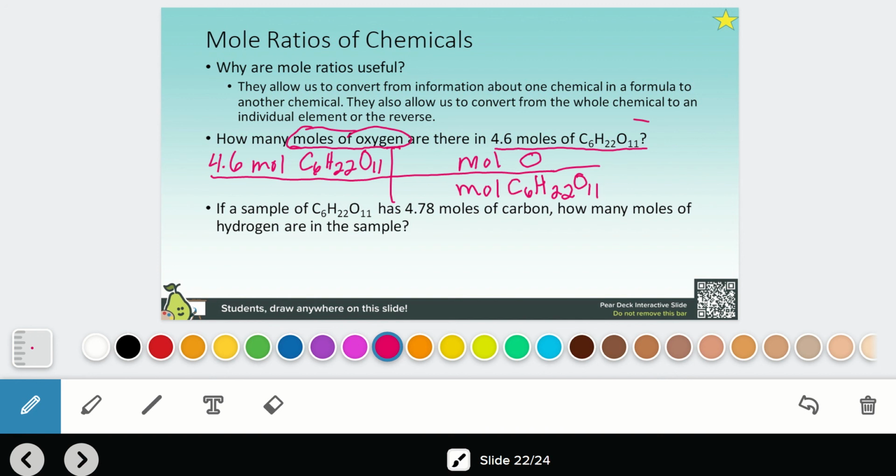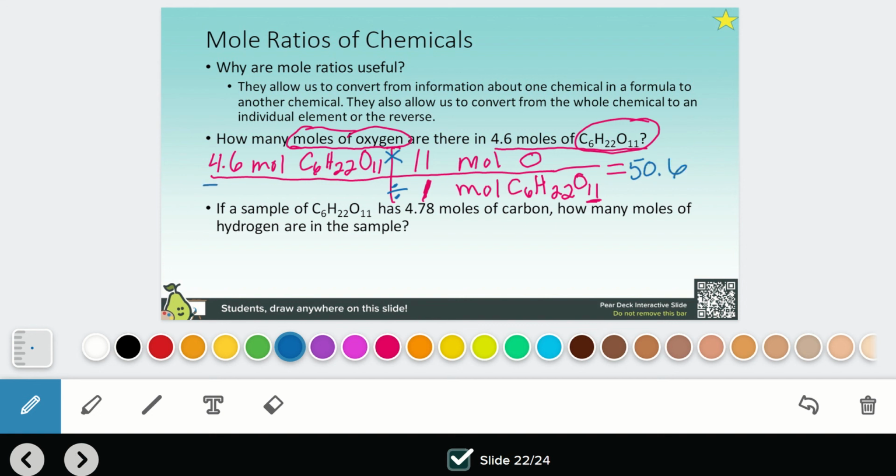Whenever you're looking at the entire chemical, if it gives you that entire chemical there, we're going to put the 1 there, right? We're breaking down from the entire chemical just to one element. So in 1 mole of that chemical, there are 11 moles of oxygen. We can tell by that little subscript 11 next to the oxygen. So to solve, 4.6 moles times 11 on the top, we're going to divide by 1. So 4.6 times 11, and I get 50.6.